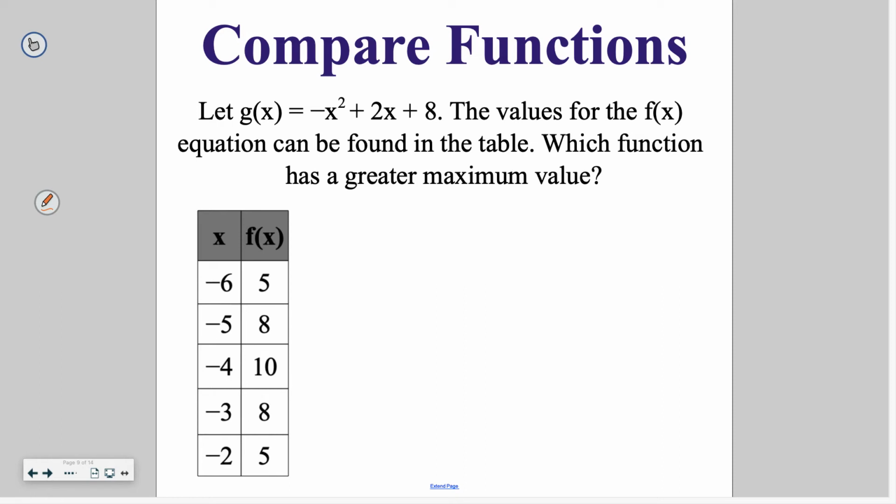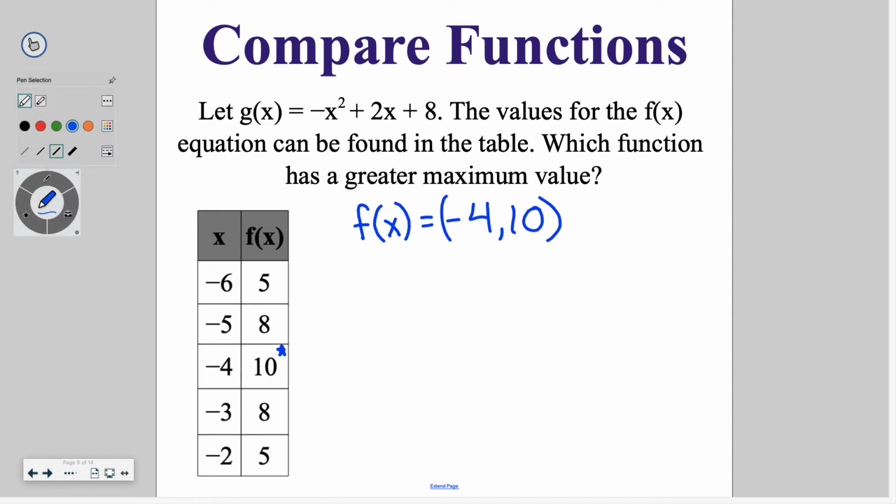One of the things that's important is to be able to compare different graphs in that sense. So we're having g of x be an equation, and our values for f of x are in the table. We're not actually given an equation we can solve for. We need to pick it out based on this information. We're trying to compare the maximum value, so looking at this table for f of x, I can quickly pick out that my highest point is at 10. So my maximum is at (-4, 10). If it asks just for the value, you would say 10. If it asks for the point of maximum or the vertex, you would say (-4, 10).